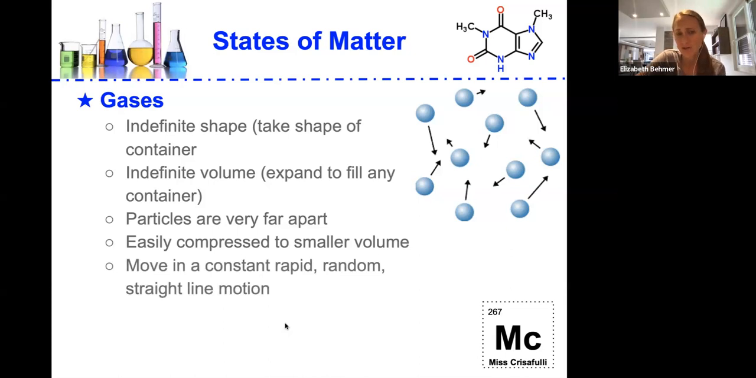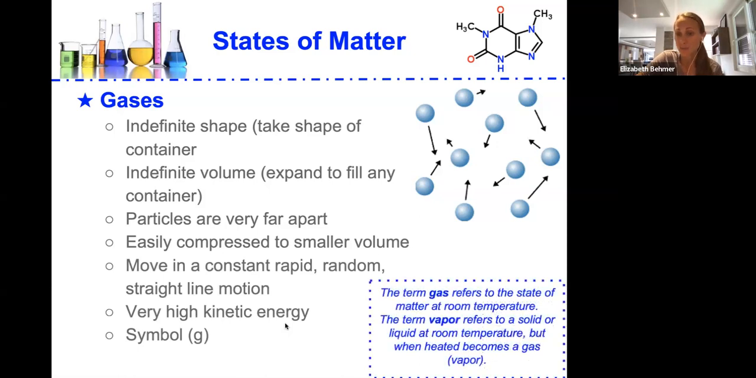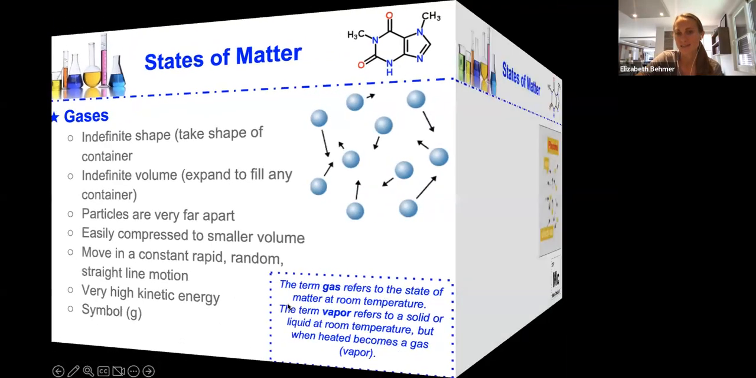Gas particles move in a constant, rapid, random, and straight line motion. And because of that, they have very high kinetic energy or very high motion. And we use the lowercase g as the symbol for gases. The term gas will refer to the state of matter at room temperature. If we use the term vapor, that refers to a solid or a liquid at room temperature, but when heated actually becomes a gas or vapor.